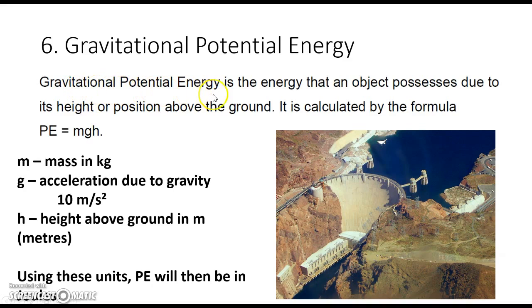Gravitational potential energy is the energy that an object possesses due to its height or position above the ground. It is calculated by the formula PE equals mgh. Now, for this formula, the mass must be in kilograms, g must be the acceleration due to gravity, 10 meter per second square, and h is the height above the ground in meters. Using these units, the potential energy will then be in joules. So just make sure mass is in kg, height is in meters, and g is 10 meter per second square.